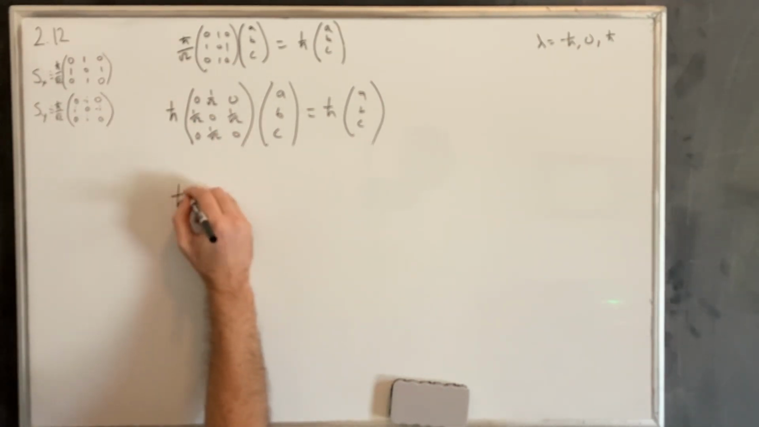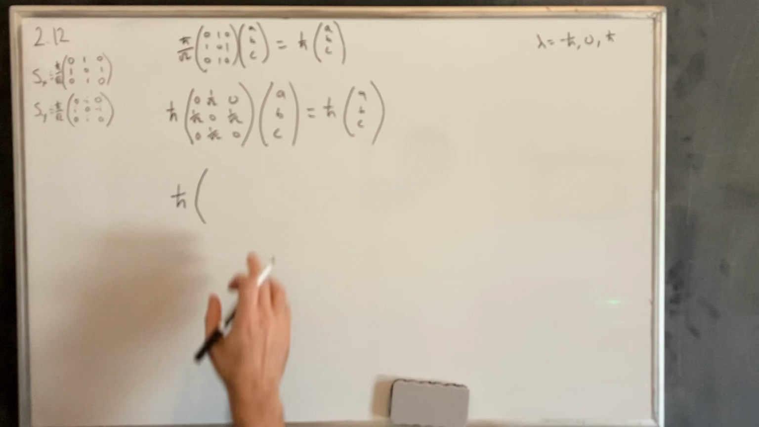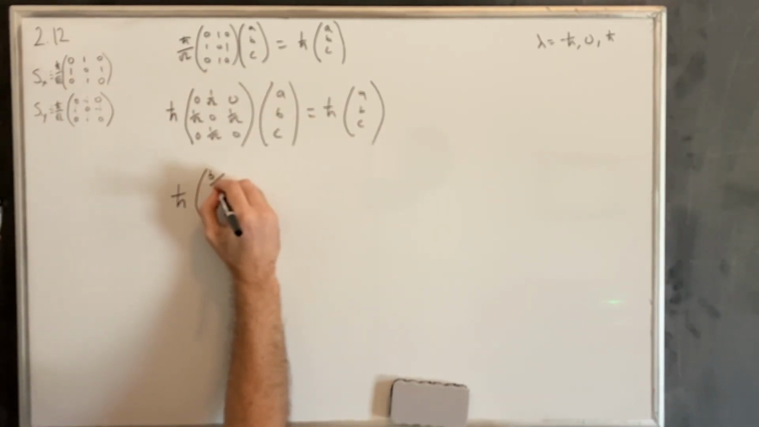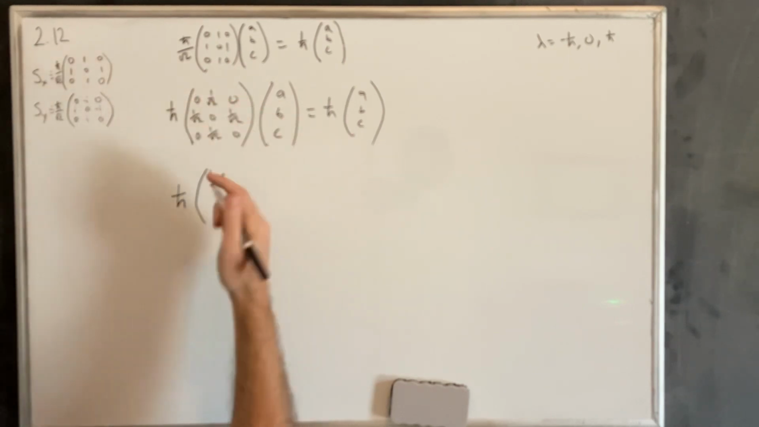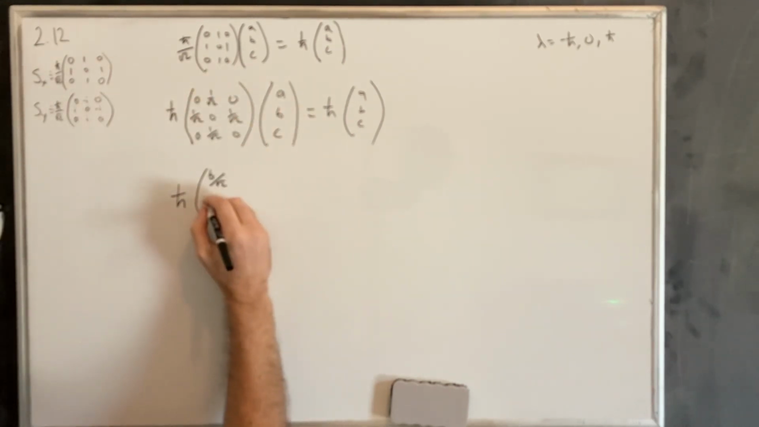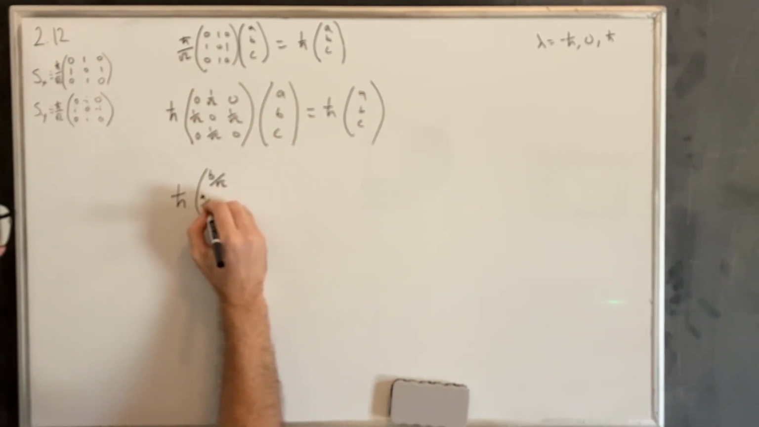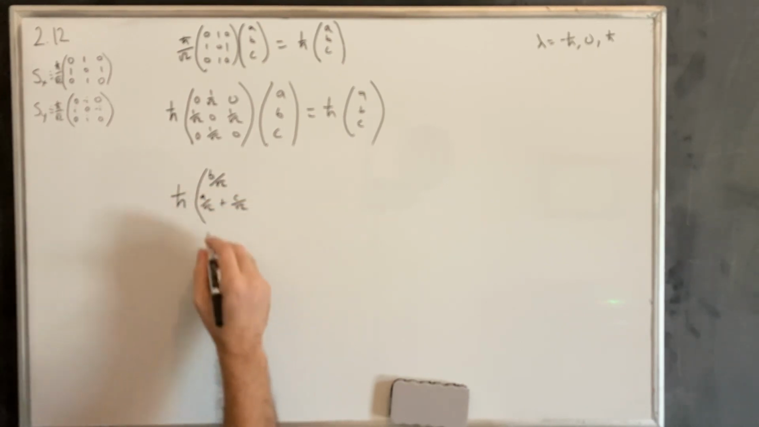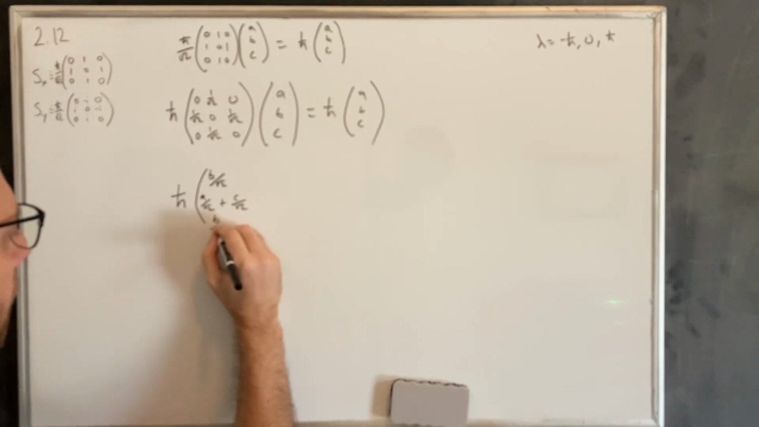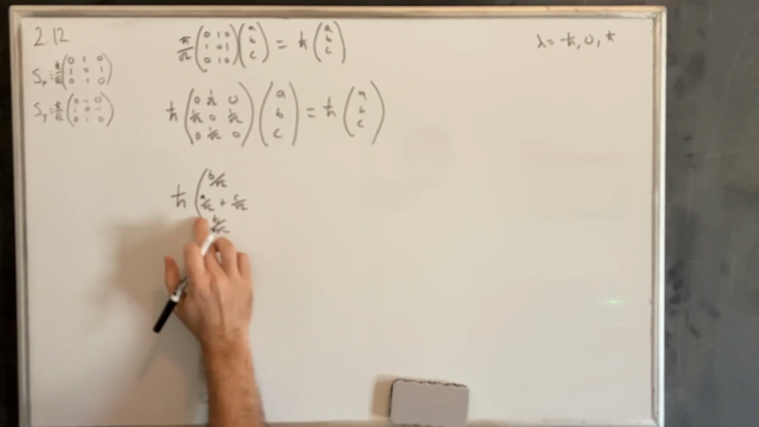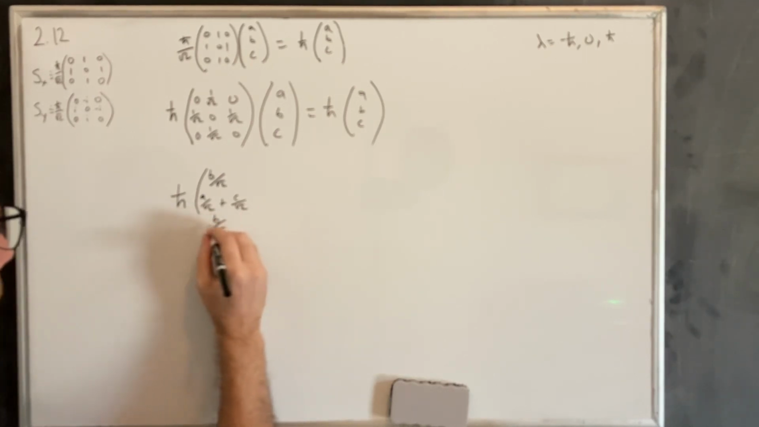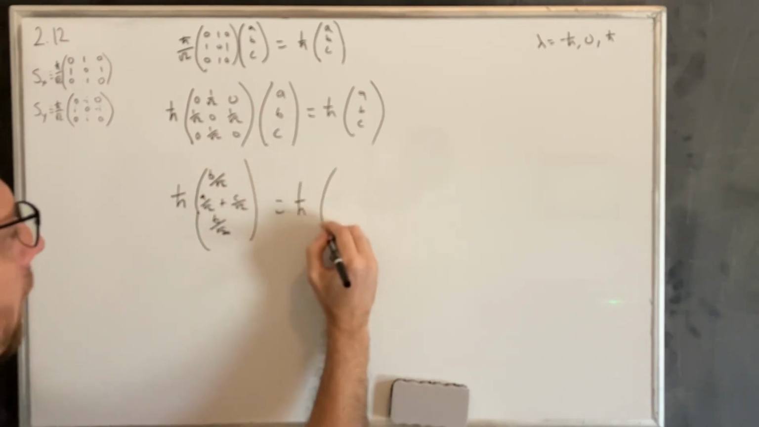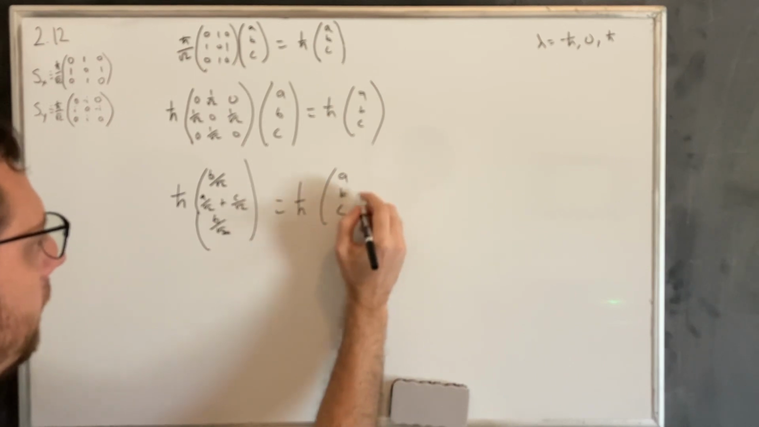We're going to have h bar still on the outside. The first row is a times 0, plus b over root 2, and then c times 0 is 0, so b over root 2. Our second row is going to be a over root 2 plus c over root 2. And our third row, again, is going to be b over root 2. That equals h bar times a, b, and c.